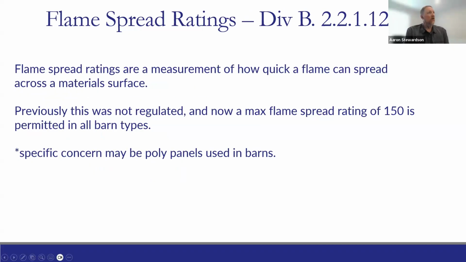Flame spread ratings now come into effect with large farm buildings. So again, remember this is only large, over 600 meters squared. Flame spread ratings are basically how quick a flame will spread across the product, right? So in some barns, we know we use some plastic materials, right? This will be the biggest thing that I see, that some of the poly materials that are used in barns to keep the barn clean and washable, we now need to be careful about how quick the fire may spread on that, right?